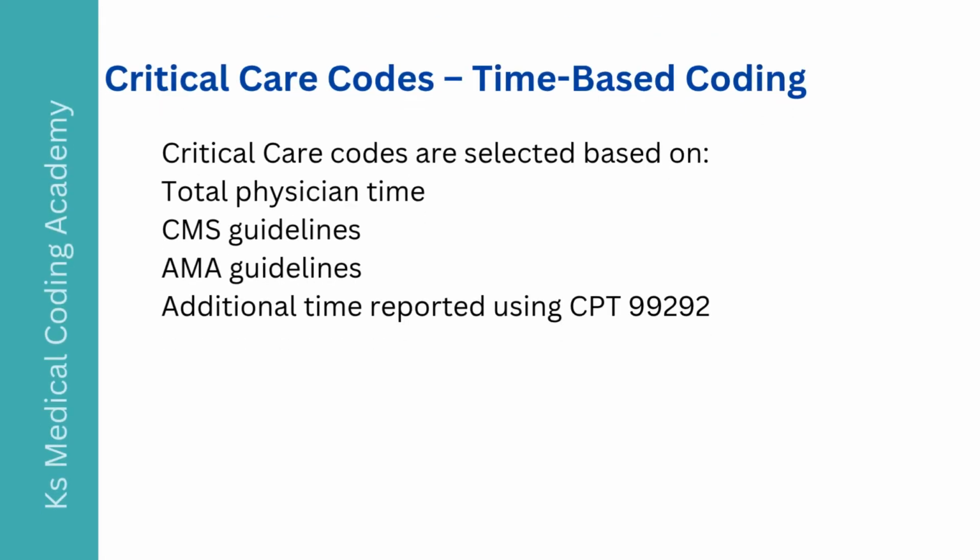Critical care services are time-based. The physician reports CPT codes according to the total documented critical care time. Although CMS and AMA use the same CPT codes, their initial time ranges are different. Let's review both coding methods.